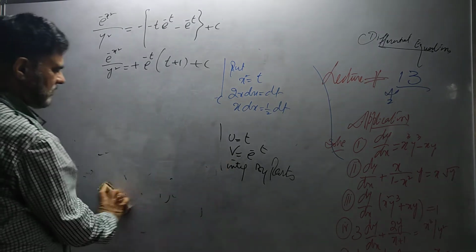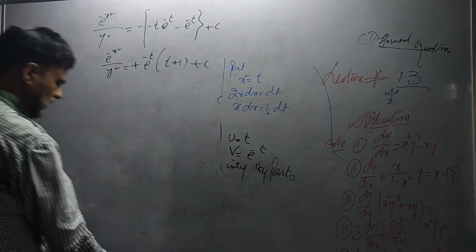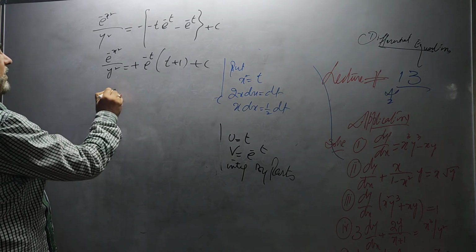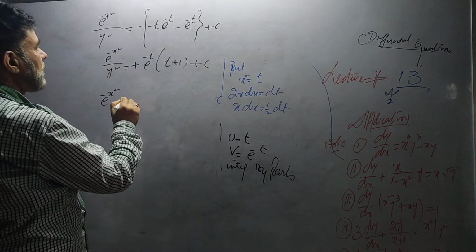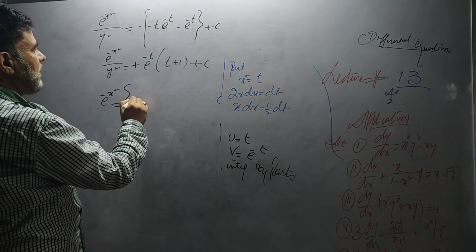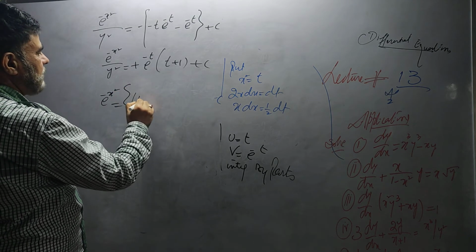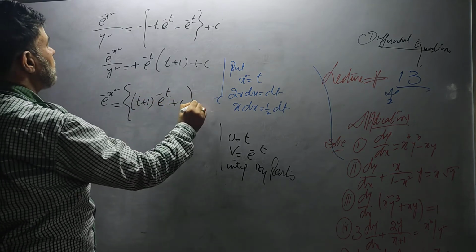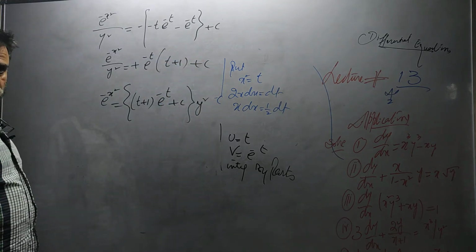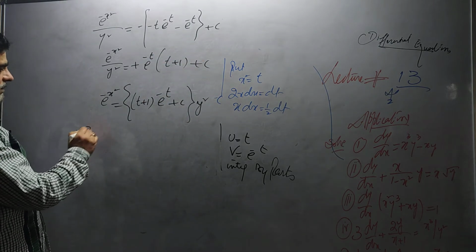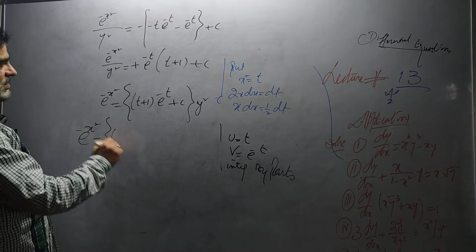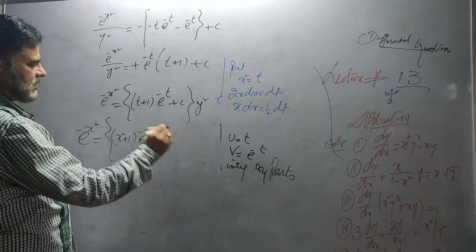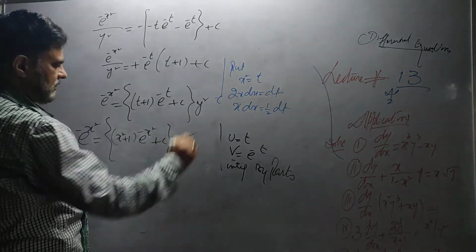You can write the solution of this problem as: e raised power minus x square is equal to t plus 1 e raised power minus t plus c into y square. You can write the solution in this way also: e raised power minus x square is, this is x square plus 1 e raised power minus x square plus c y square.